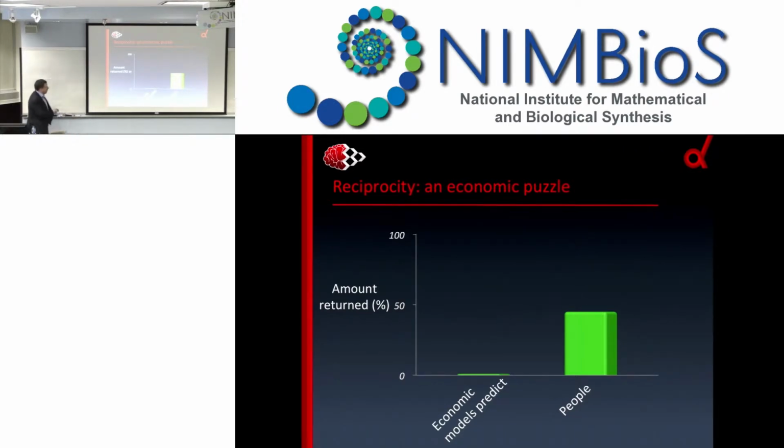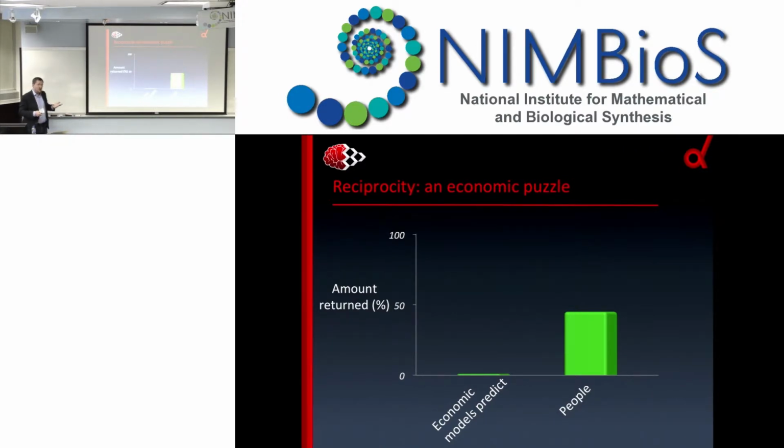But indeed, of course, these traditional economic models predict that you'll return nothing. So whatever you get, you're just going to keep, because it's a one-shot game. There's no reason, either strategic or any other, for you to return money. But on average, people return about 50%. There's a lot of variation there, but on average so. So people are clearly returning money when they don't have to.